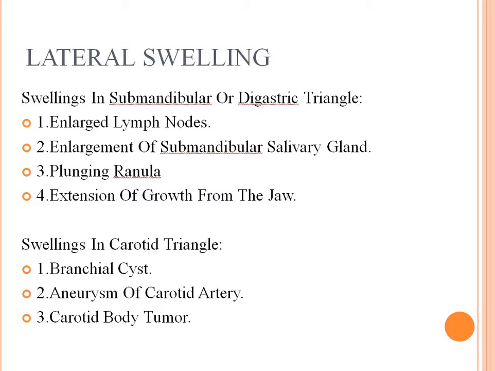The lateral swellings are the swellings in the submandibular or the digastric triangle. So what can be there? There can be enlarged lymph nodes, enlargement of the submandibular salivary glands, plunging ranula, extension of the growth from the jaw. Swelling in the carotid triangle: these are the branchial cysts, aneurysm of the carotid artery and the carotid body tumor.